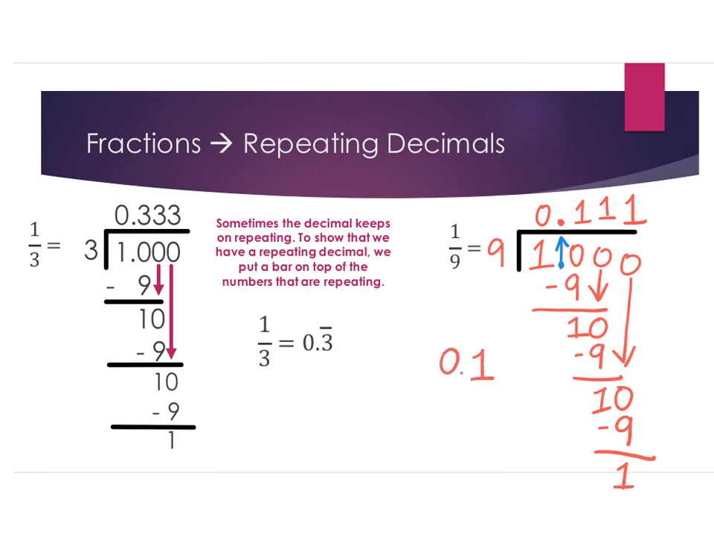Is that correct? Is my answer 0.1? No, it is not. My answer is not 0.1. My answer is 0.1 repeating. Make sure you have that repeating bar. Otherwise, your answer will be called incorrect. Gotta have that repeating bar. So 1/9 as a decimal is 0.1 repeating.